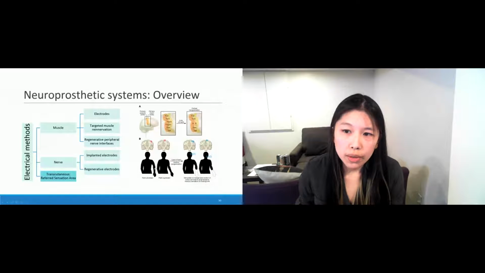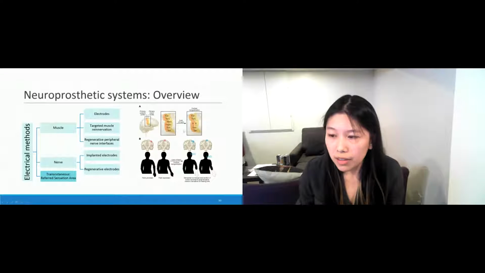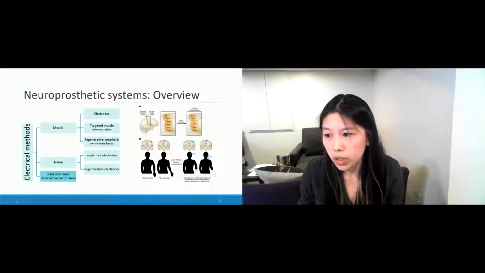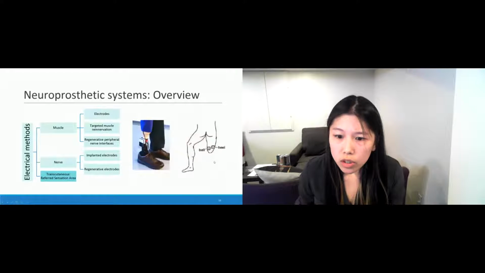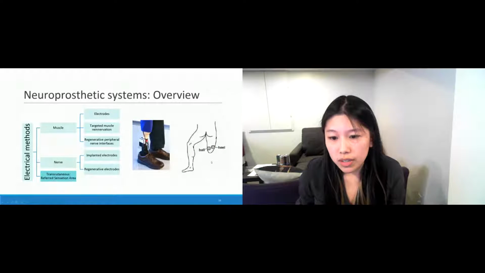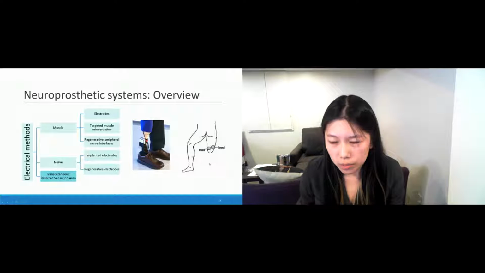Another way to interface with the peripheral nervous system is transcutaneously through referred sensation areas. To call back to the cortical reorganization theory slide, the referred sensation areas are those places where, when you touch another part of the body, the patient with amputation may feel like you're touching their phantom limb. To interface with these referred sensation areas, electrodes are placed transcutaneously over those places where we find these sensations.